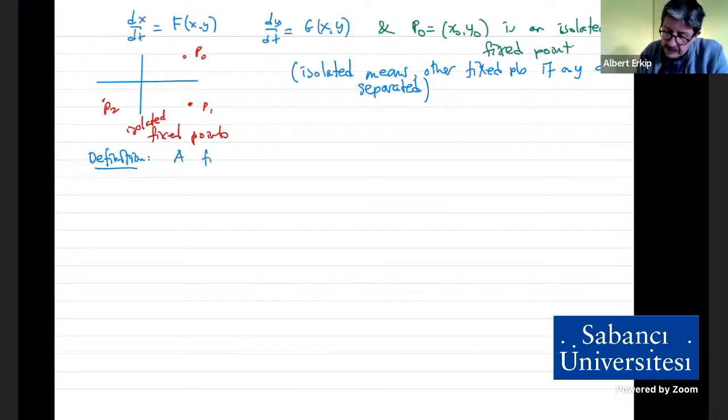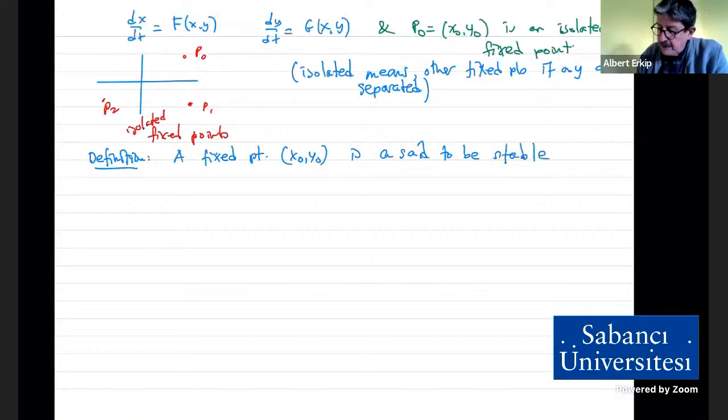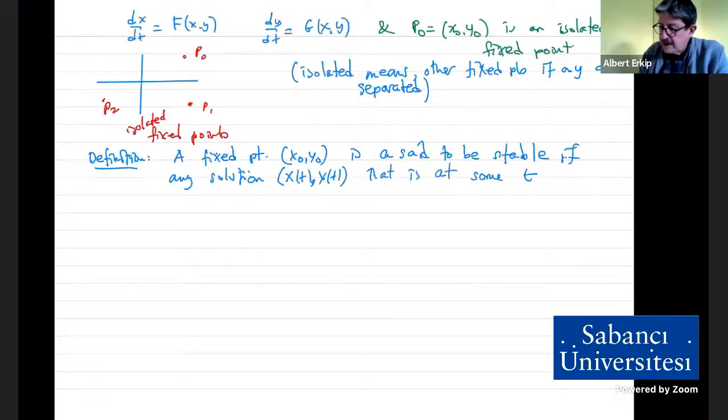Now, a definition. A fixed point (x0, y0) is said to be stable if any solution (x(t), y(t)) that is at some time near (x0, y0) always stays near. That means it does not get far.